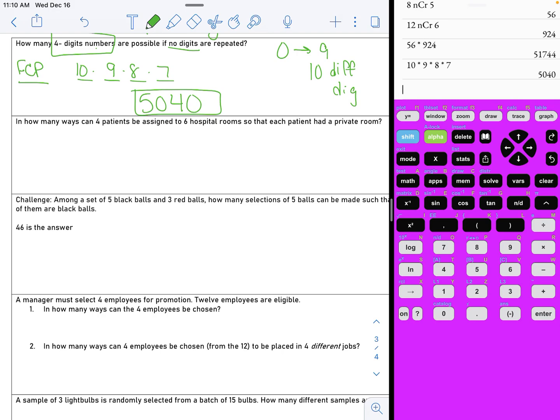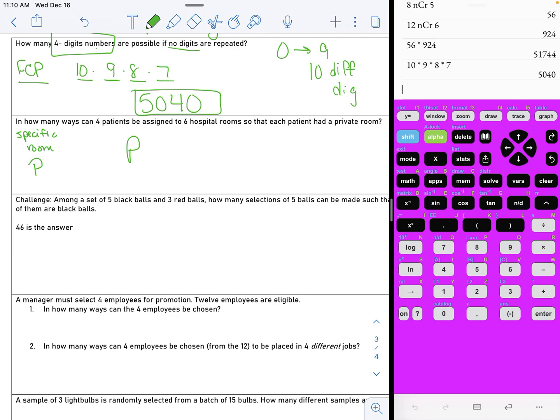Something that I'm thinking about is, does it matter what room goes to which person? I'm going to have to say yes, because you're giving them a specific room. I'm actually going to write that down. This is giving them a specific room. It's kind of like giving them a different job. That's a permutation. If you're in room 504, that's different than being in room 500. So I'm going to do permutation.